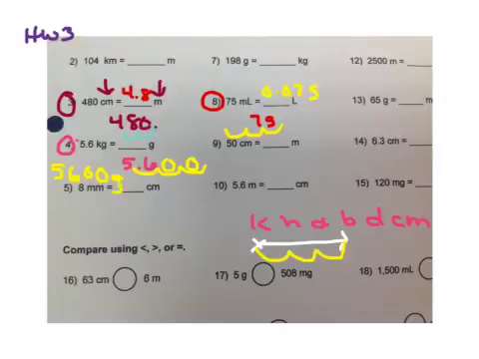Down at the bottom, if you're looking at this, I'm going to have to convert either this to meters or this to centimeters. So I'm going to move this to centimeters. So I have 63 centimeters. Now, remember, every meter has 100 centimeters in it. And if I have 6 meters, that's going to give me 600 centimeters. So I know that my 6 meters is going to be much larger than my 63 centimeters.